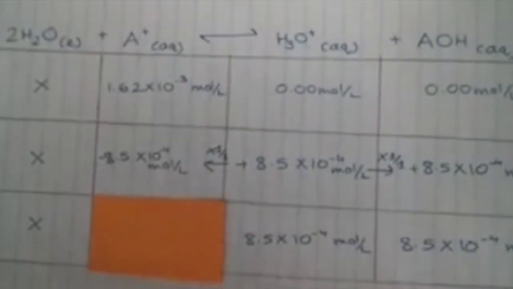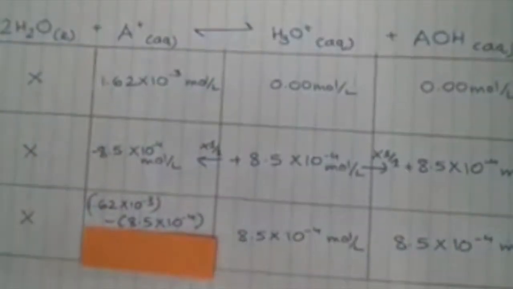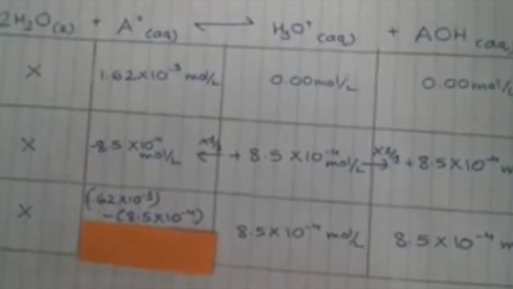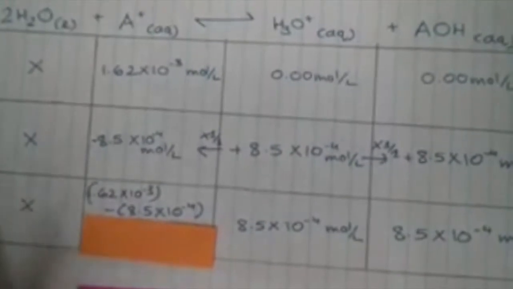which means that their concentration at equilibrium is 1.62 times 10 to the negative 3 minus 8.5 times 10 to the negative 4, which when you put it in your calculator, you get 0.00077.